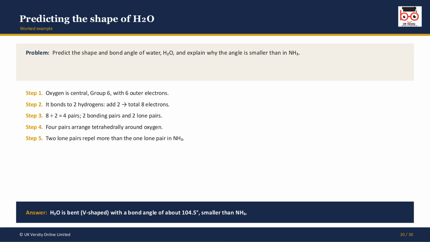Let's predict water and see why its angle is smaller than ammonia's. Oxygen is central in group 6 with 6 outer electrons. It bonds to 2 hydrogens, so we add 2, giving a total of 8 electrons. 8 divided by 2 is 4 pairs, made up of 2 bonding pairs and 2 lone pairs. The 4 pairs arrange tetrahedrally around oxygen, but 2 lone pairs repel more than the single lone pair in ammonia. So water is bent, or V-shaped, with a bond angle of about 104.5 degrees, smaller than ammonia's 107.